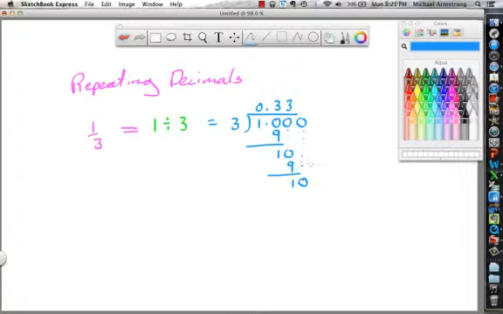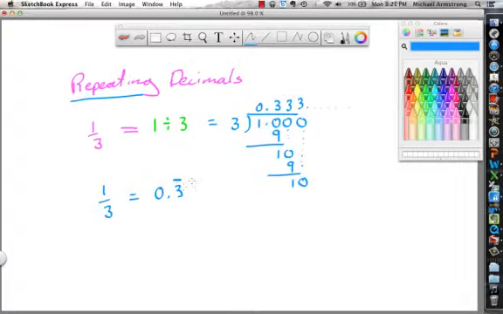10 again. So we had 10 up here, we got 9. We had 10 down here, we got 9. We got 10 down here, we're going to get 9 again. We're going to get 3, 3, 3, 3. It's going to go on forever and ever and ever. This is why it's repeating. It doesn't stop. You can't find an end to it. We write those. 1/3 is equal to 0.3, and instead of writing 3, 3, 3, 3, 3, 3 forever, we just write a little bar over it.